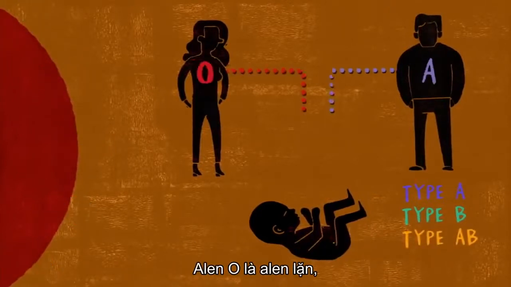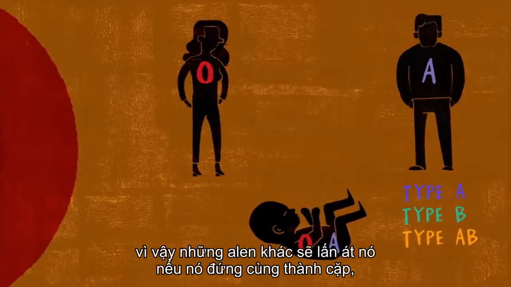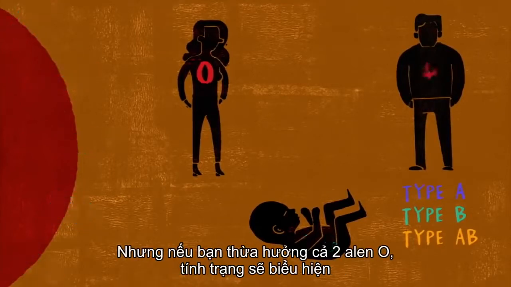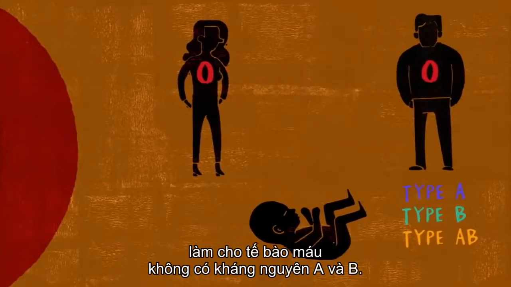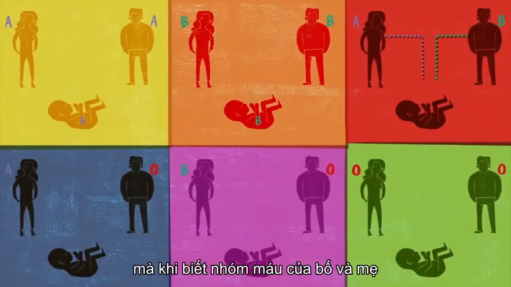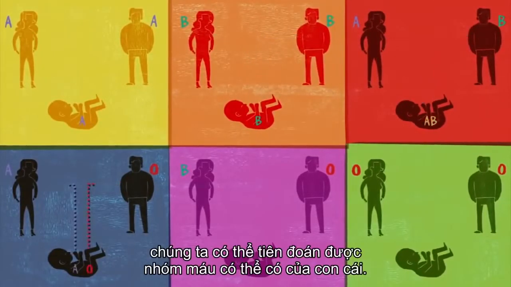The O allele is recessive, so either of the others will override it when they're paired, resulting in either type A or type B. But if you happen to inherit 2 O's, instructions will be expressed that make blood cells without the A or the B antigen. Because of these interactions, knowing both parents' blood types lets us predict the relative probability of their children's blood types.